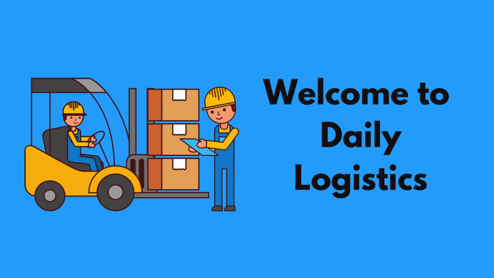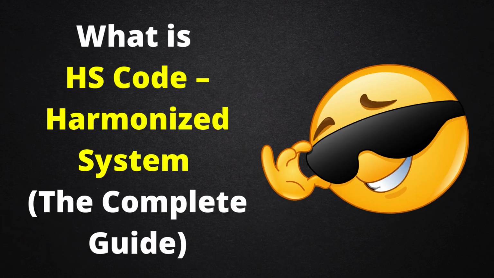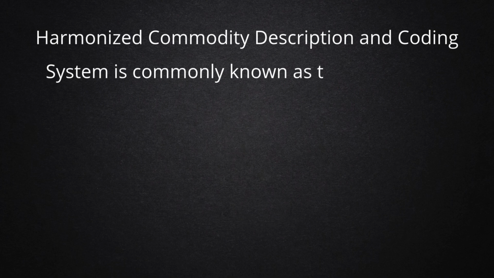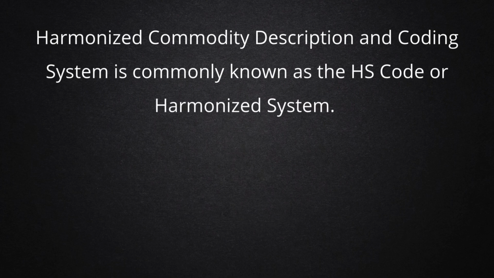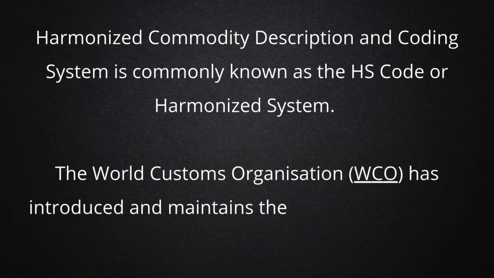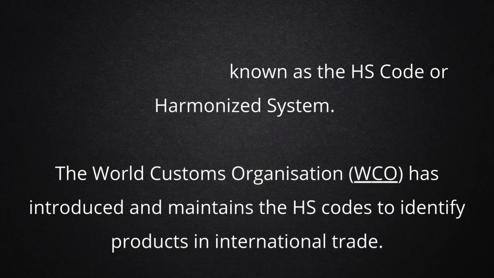Welcome to Daily Logistics. In this video, we are going to talk about the HS code or the Harmonized System. Harmonized Commodity Description and Coding System is commonly known as the HS code or Harmonized System. The World Customs Organization, WCO, has introduced and maintains the HS codes to identify products in international trade.